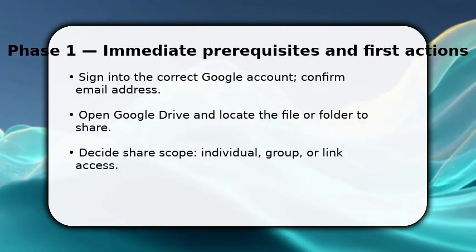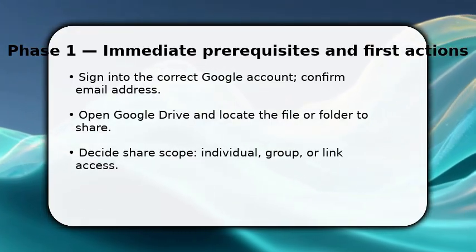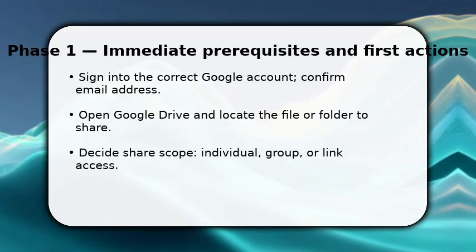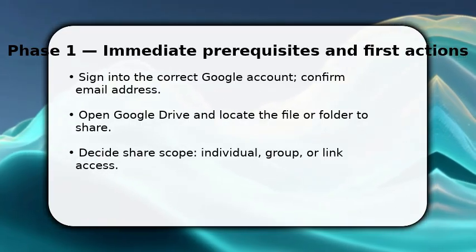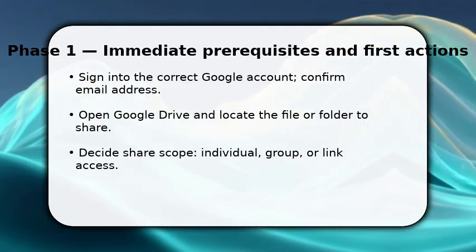You start by signing into the Google account that owns the file. This ensures permissions you change actually apply to the right items. Once signed in, open Google Drive and find the exact file or folder. Search by name if needed.